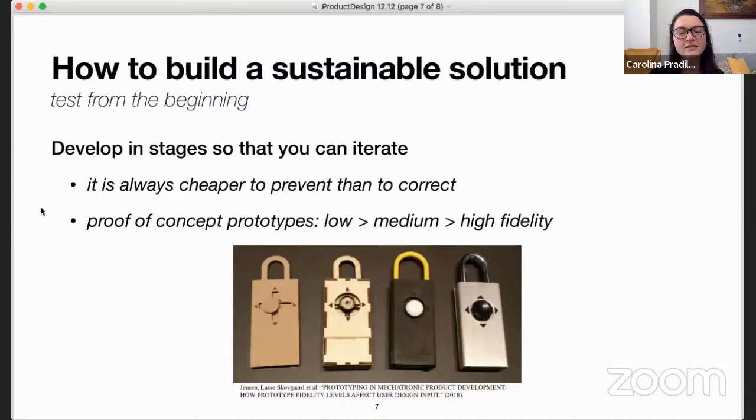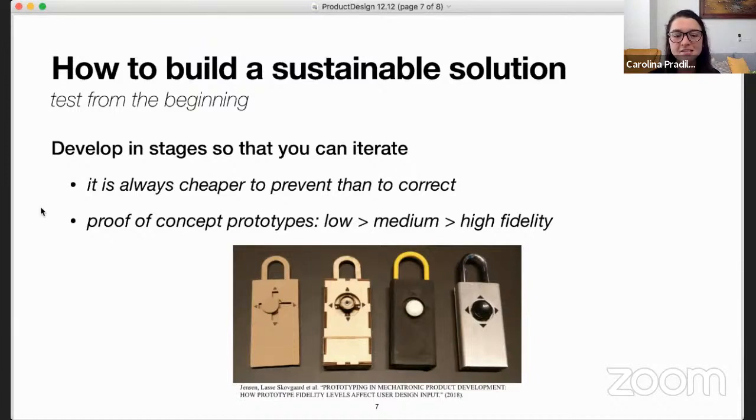So it is very important, again, to keep sustainable solutions and move in small steps, and that will give you the capacity to iterate. And it is always cheaper to prevent than to correct. Once you're out in the market and you've produced on a mass scale, it's way harder to do a recall and say, yeah, we messed up on the instructions.